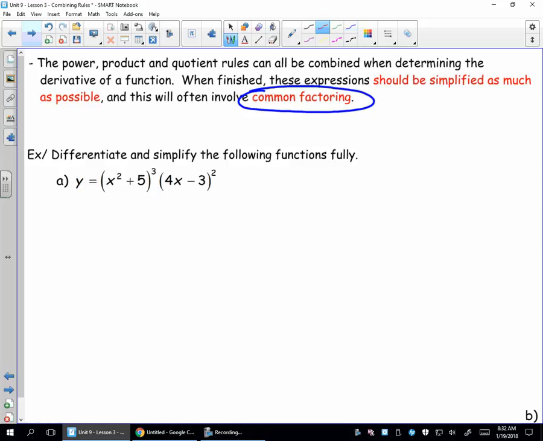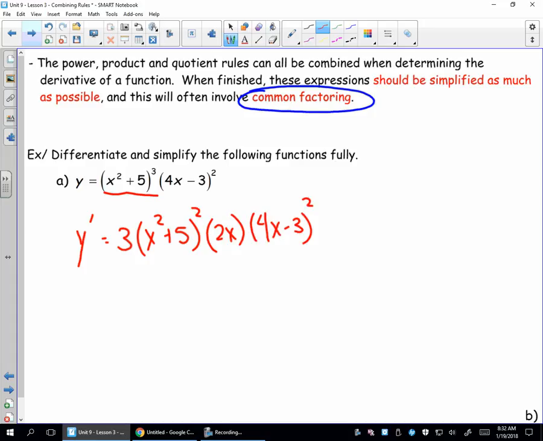Okay, so differentiate, so take the derivative, and simplify fully. If I look at this question, I say to myself, there's 2 parts. This is a product rule question because I'm multiplying. So the product rule states that if I do the derivative of the first half, so 3 times x squared plus 5 squared, subtract 1 from your exponent, times the derivative of just the base, which is just 2x, times the second piece, 4x minus cubed squared.